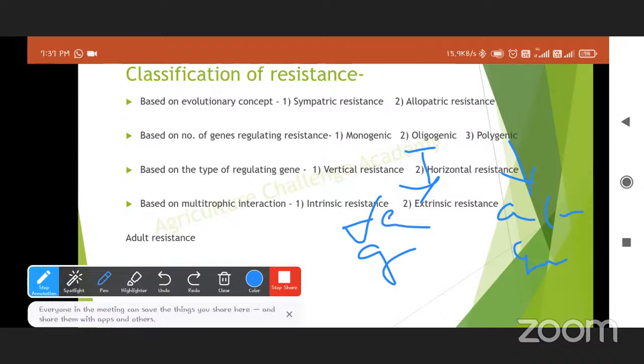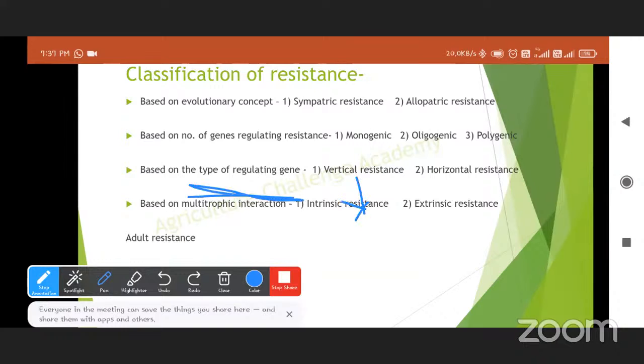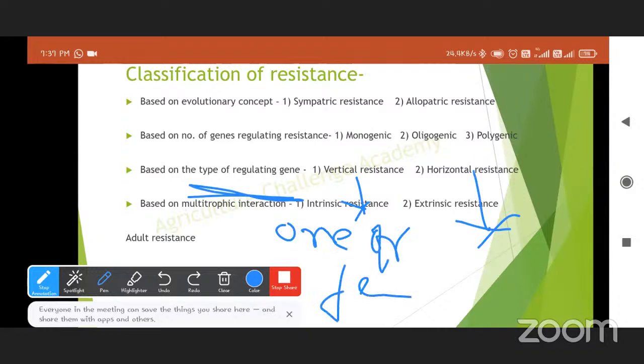Now there is one more thing, based on the type of regulating gene. This is the vertical resistance and the horizontal resistance. The vertical resistance is governed by one or few genes, which means vertical resistance is mostly monogenic and oligogenic in nature. And it is specific in nature.